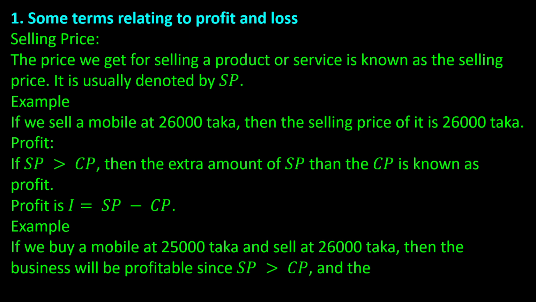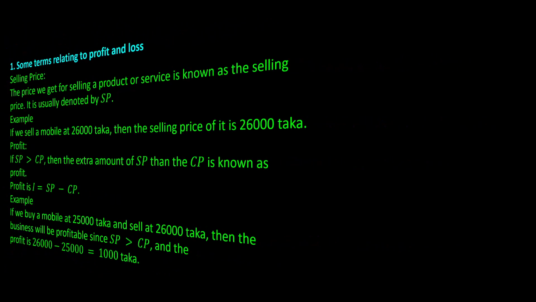Example, if we buy a mobile at 25,000 taka and sell at 26,000 taka, then the business will be profitable since the amount of selling price is more than the amount of cost price, and the profit is 26,000 taka minus 25,000 taka equals 1,000 taka.